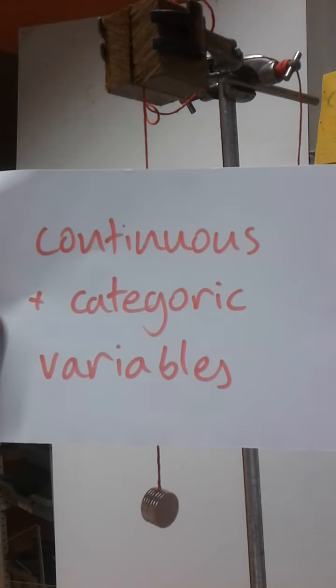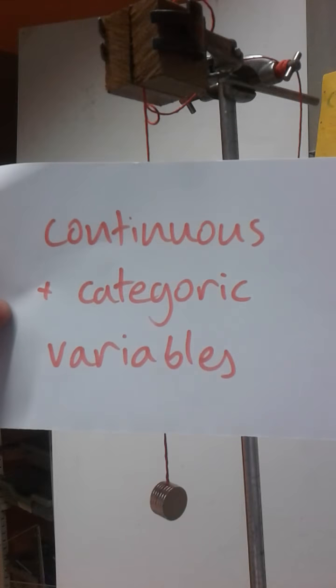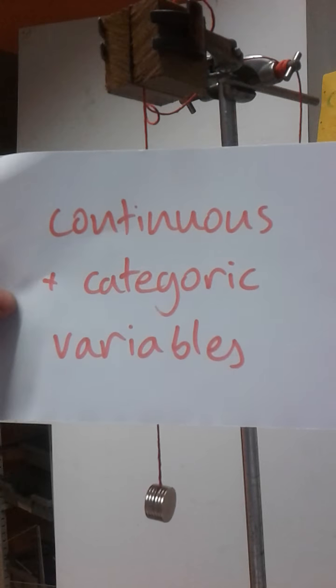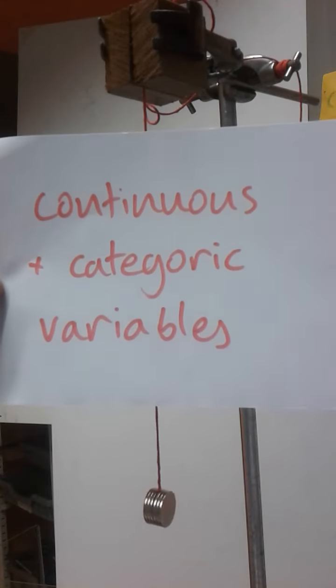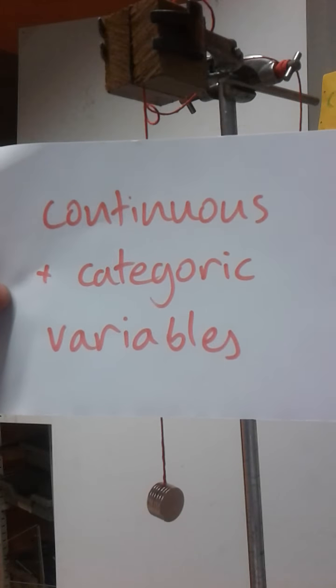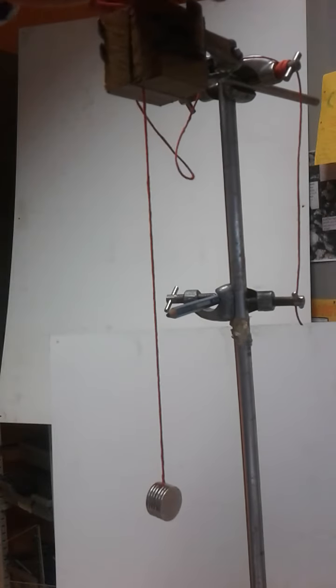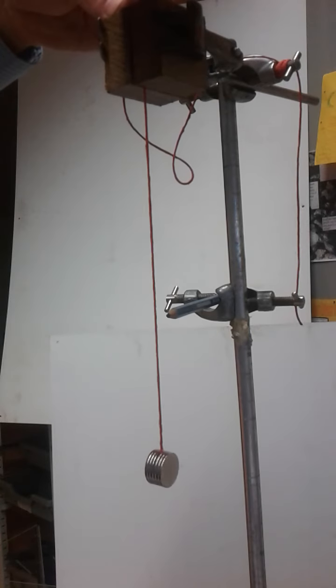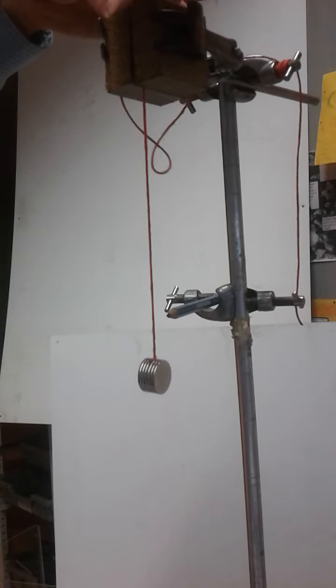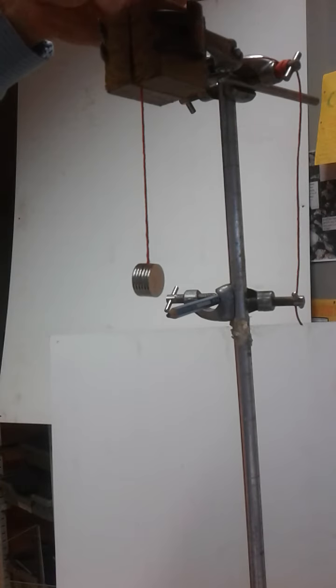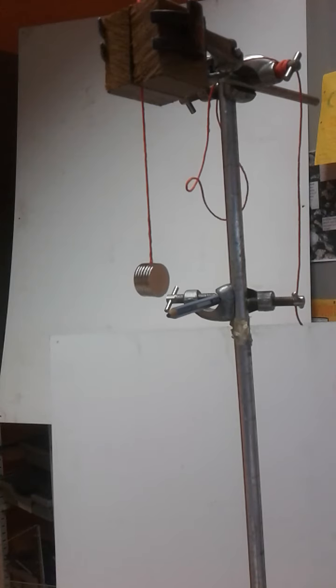Now, these variables can be either continuous or categoric. So in this case, both the length and the time are continuous variables. That means that they can take any one of a range of values. So the length could be any length. You can vary the length continuously from one length to another. Likewise, the time can vary continuously. There's no discrete chunks.